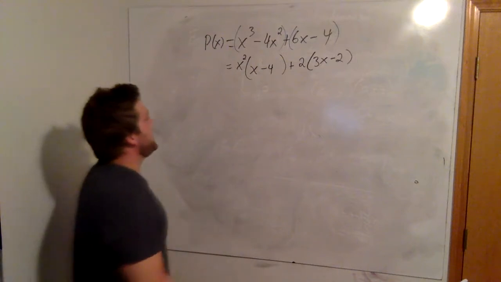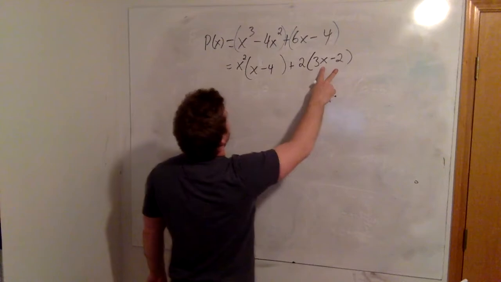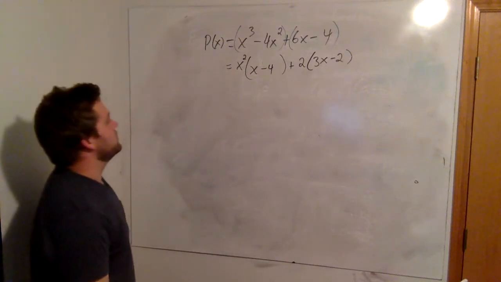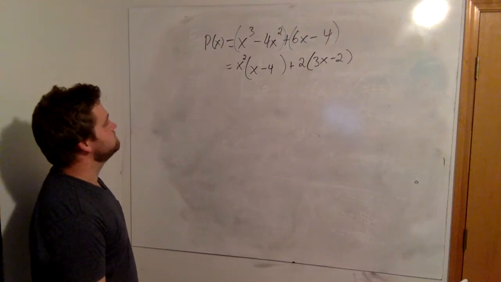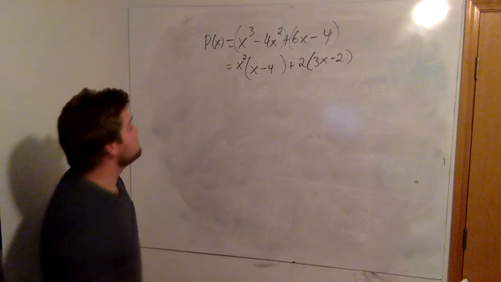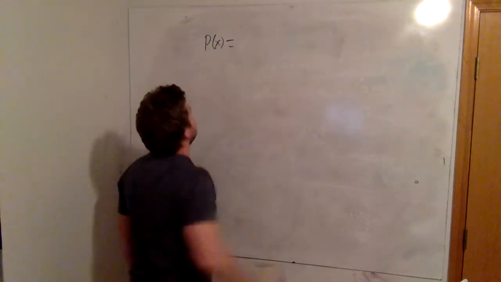Unfortunately, the problem we have here is that these 2 terms don't match, so factoring by grouping is not going to work here. Okay, so what are we going to do? The only other option we really have is to use synthetic division.